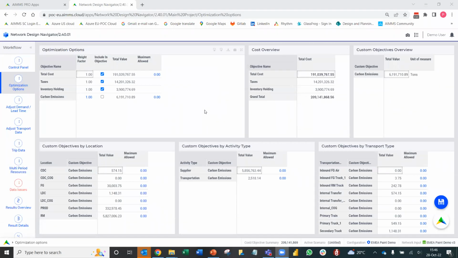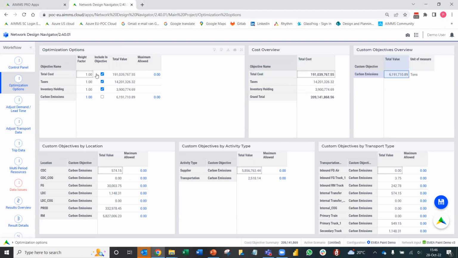In this demo, we're going to show you how AIMMS multi-objective optimization technology can be used to evaluate competing trade-offs in your supply chain. So in this screen, we see two competing trade-offs in the model. The one is cost. For the supply chain, there's a total cost of 191 million euros. And there's a carbon objective measured in units of metric ton. In this supply chain, currently the emissions are 6.2 million tons.